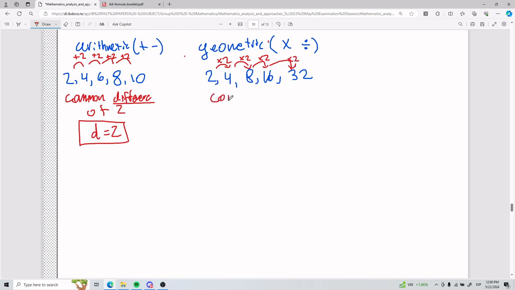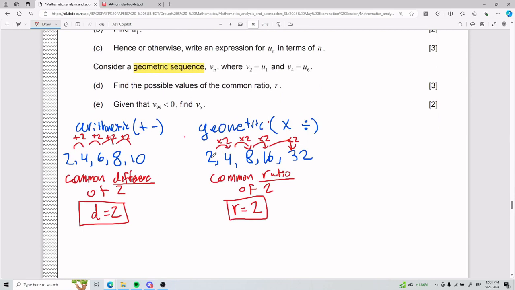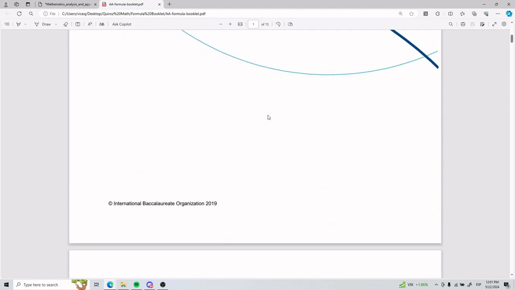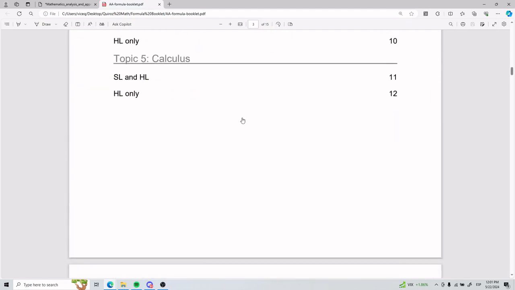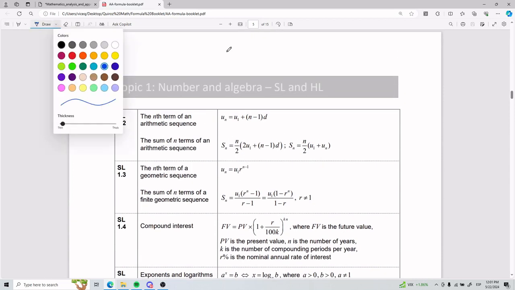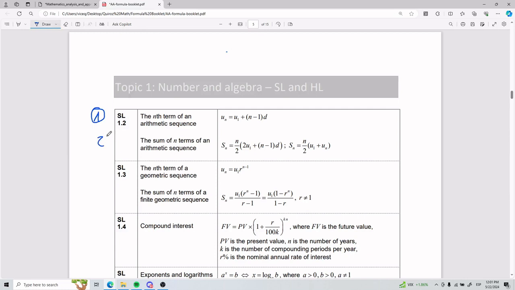Here it's not a common difference anymore, but rather a common ratio, and it's a common ratio of 2 because it's multiplying by 2. So r equals 2. Why do I talk about r? Because of ratio, and it's relevant to know this small technicality because in your formula booklet, in the part on sequences, it's important to be familiar with it. You're going to find that you have 4 formulas, you guys: this first one, this second one, this third one, this fourth one.